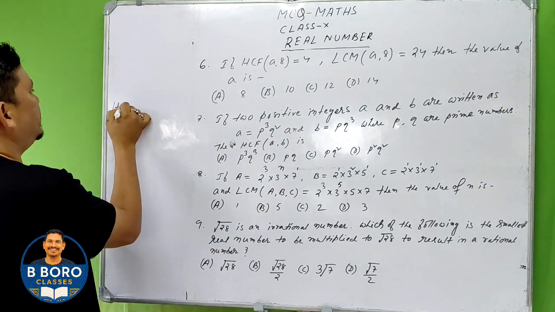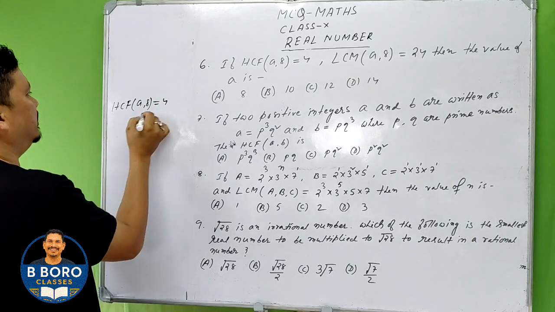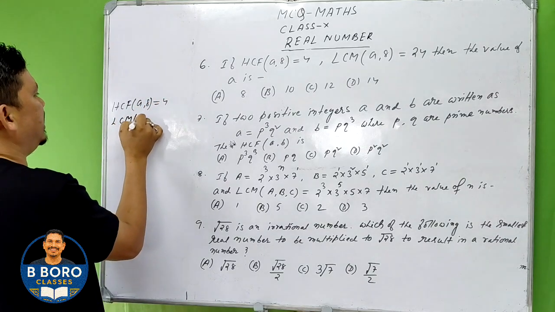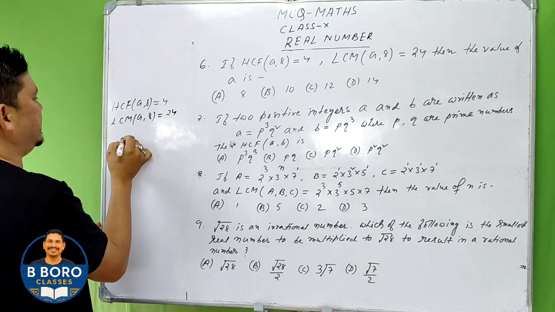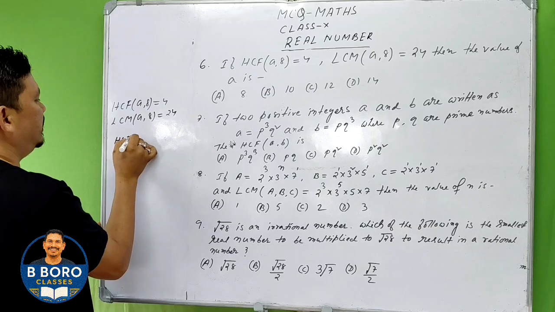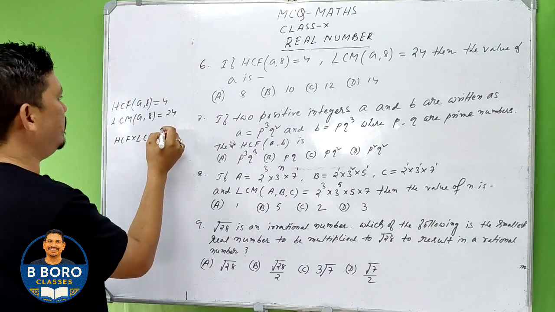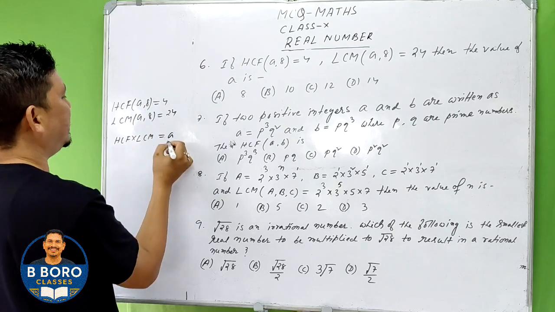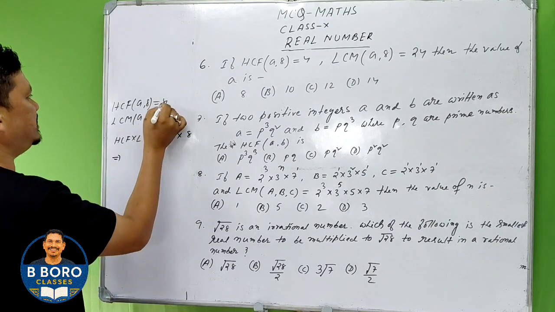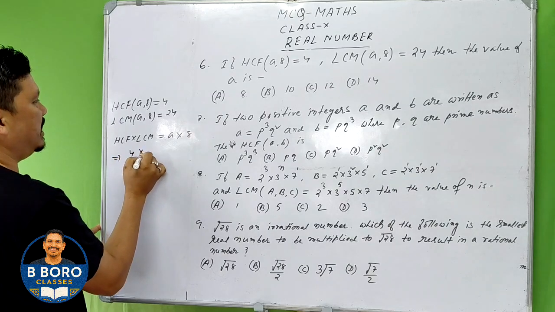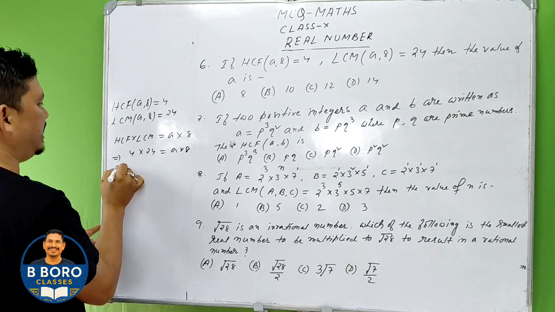Here the HCF(a, 8) is given as 4, and LCM(a, 8) is given as 24. So HCF times LCM equals the product of the numbers. Here the numbers are a and the second number is 8. Their product is a times 8. HCF is given as 4, LCM is given as 24. So a times 8. We need to find the value of a.